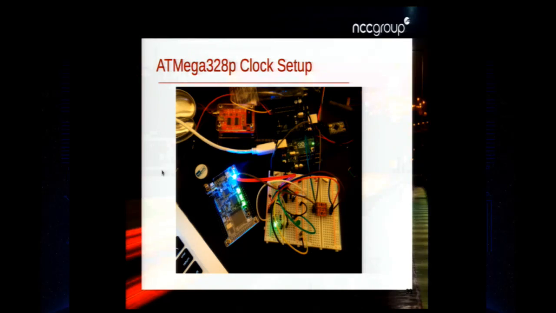And this is an example of my clock glitch setup, which isn't quite complete, because right here, this is the logic converter. There was an additional wire connecting from here to here, which is the LED that blinks on when the glitch is successful.